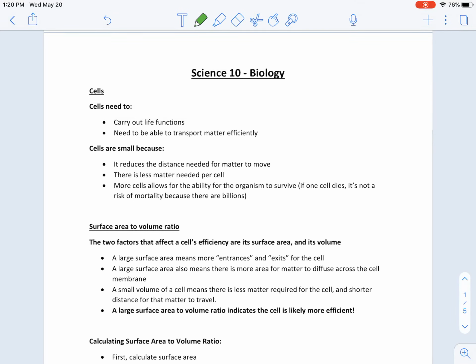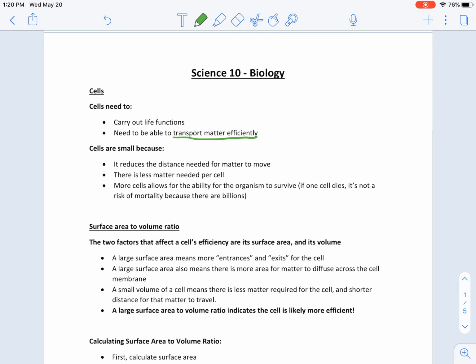Alright, so for this lesson today, we are going to talk about the surface area and the volume of a cell. Now cells need to carry out all life functions. They need to be able to transport matter efficiently. They also need to be able to reproduce, but we're not going to get into that today. What's important is that they need to be able to transport matter efficiently.